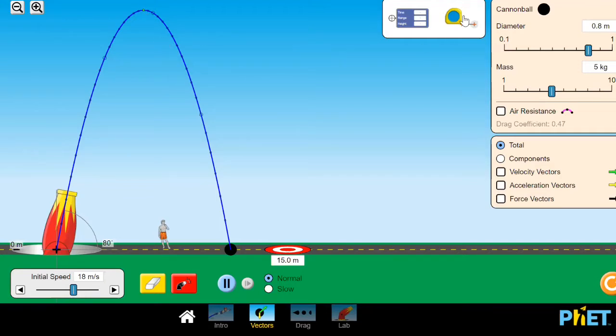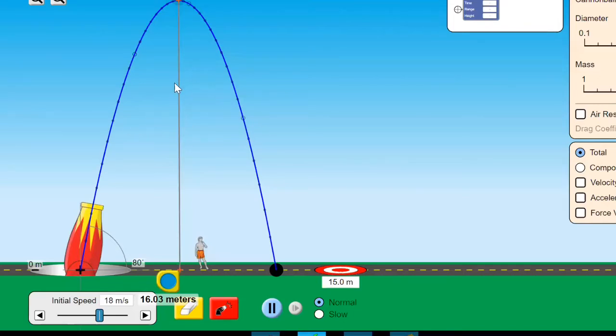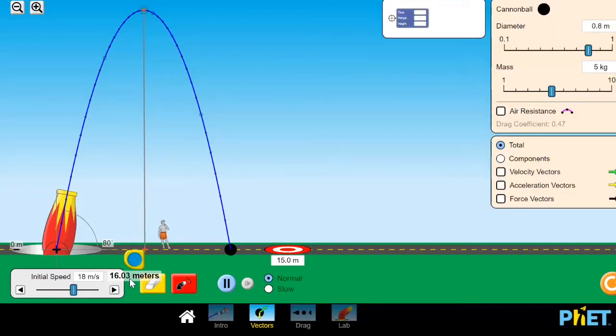I use this tape measure to measure the maximum height here, and then we do a calculation to see if we can get the same answer. You see the maximum height that I got here is 16.03 meters.